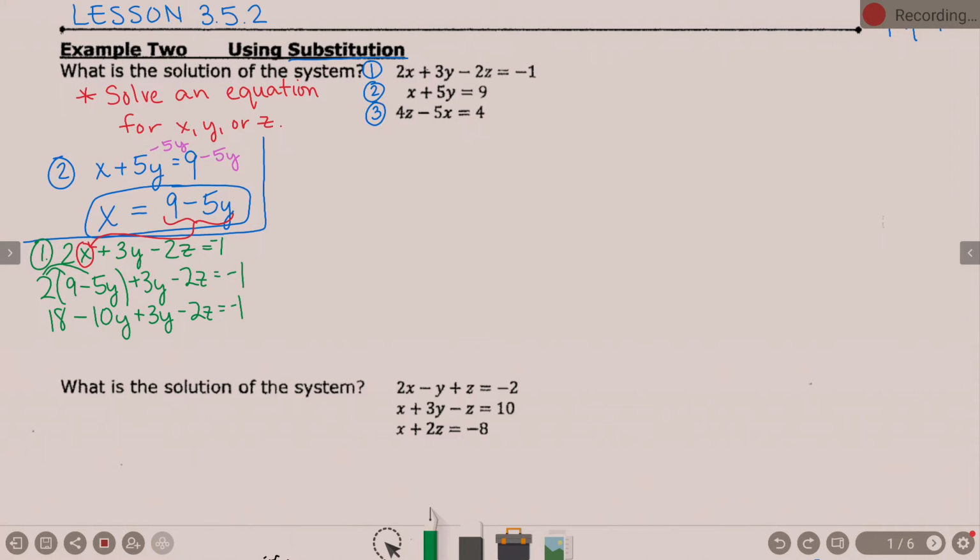Okay, so as we look at the left, what can I clean up first of all? I heard 2 different things I can do. They're both good. I was looking at combining negative 10y with 3y. What do we know about negative 10y plus 3y? Yeah, so if I go ahead and just carry down the 18 for a moment, it becomes minus 7y, still minus 2z, equals negative 1.